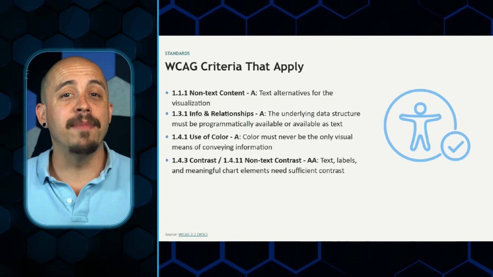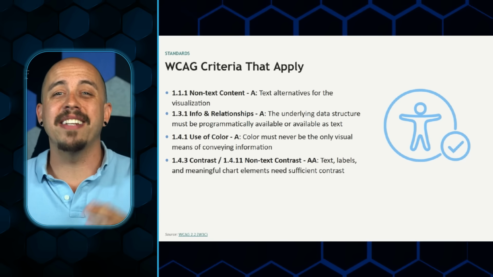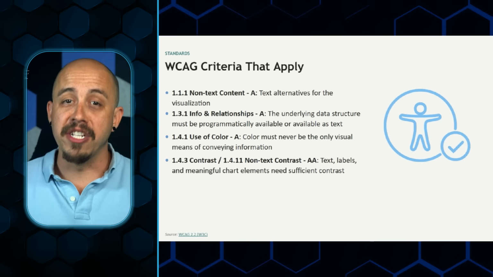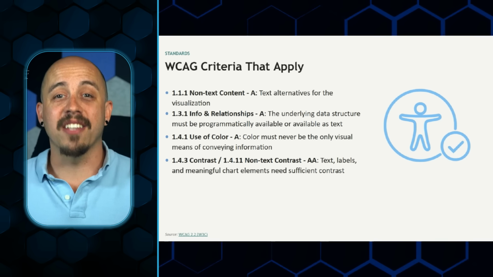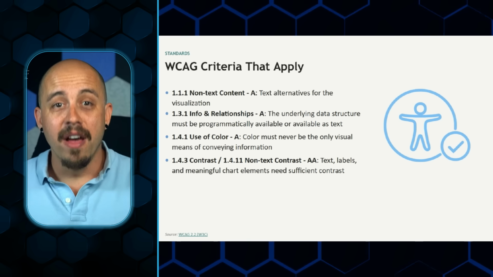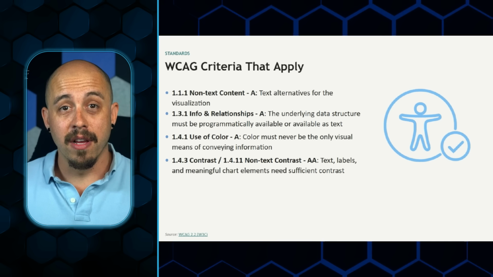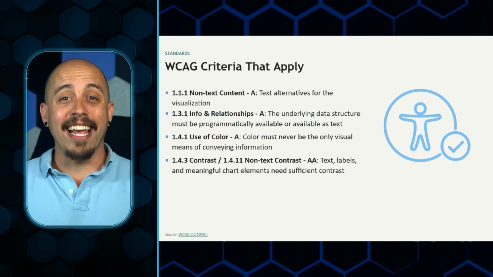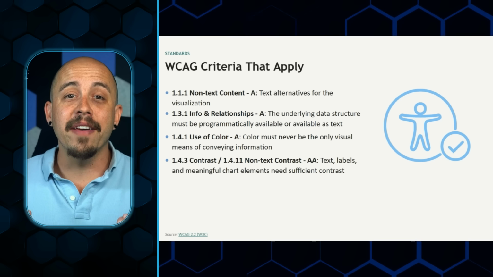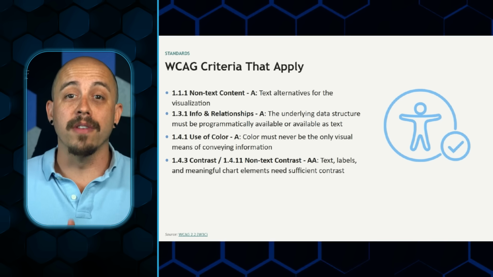Now, there are 4 families of the WCAG criteria that do the heavy lifting for data visualizations. And this is 1.1.1 non-text content. A text alternative for the visualization is required. We have 1.3.1 info and relationships. The underlying data structure must be programmatically available, which usually means a real data table.